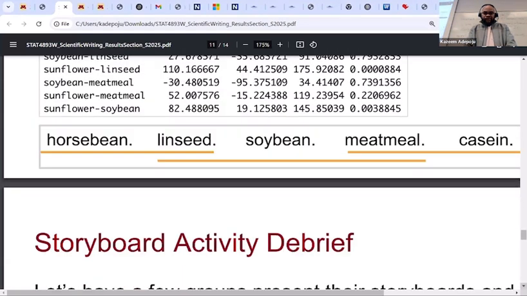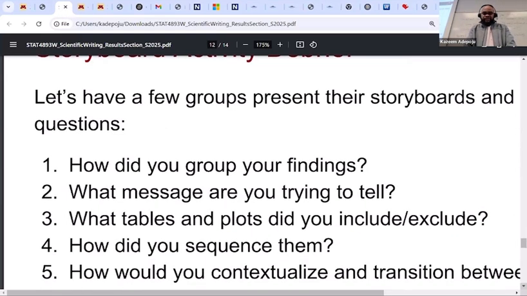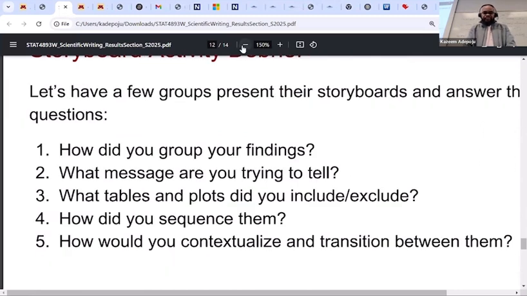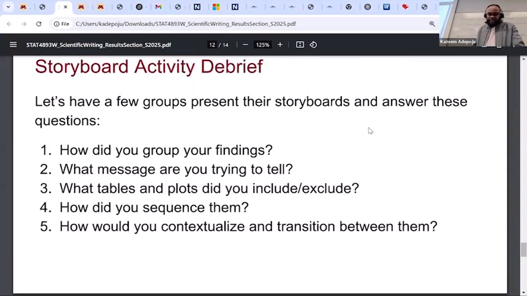Okay, now then you start telling the story. But let me tell you this. The story here, I said something here. I said, let's have a few groups present their story and answer these questions: How did you group your findings? What message are you trying to tell? What tables and plots did you include or exclude?